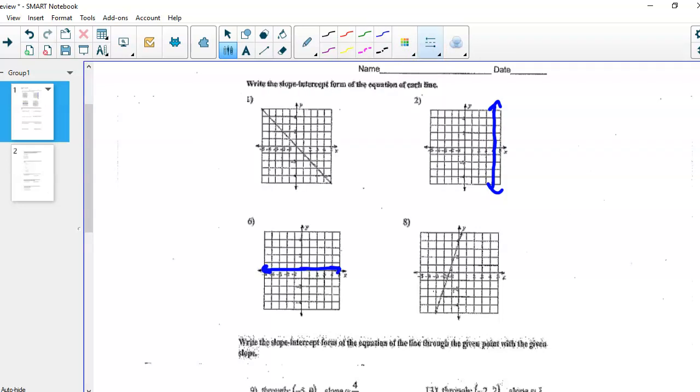Alright, we're going to do some from each section. Which two do we want to do in this section? We can do 1 and 2. For any question that has a slant in whatever direction it goes, you need to find your slope and your y-intercept. What's your y-intercept in number 1?